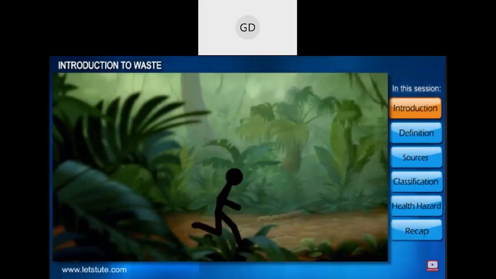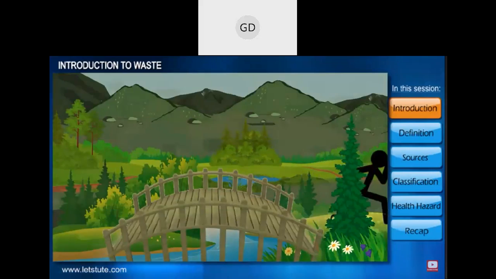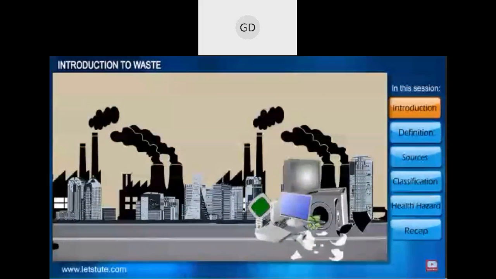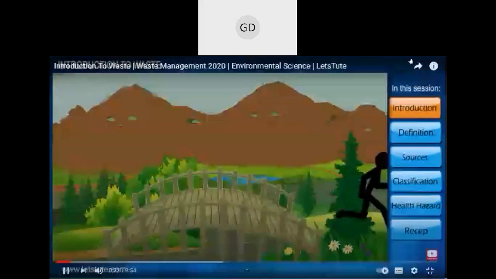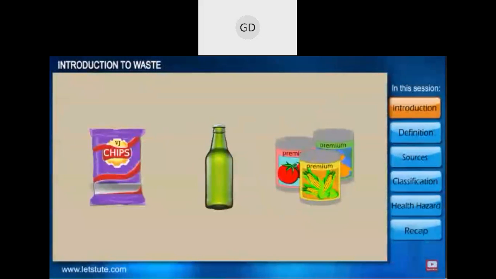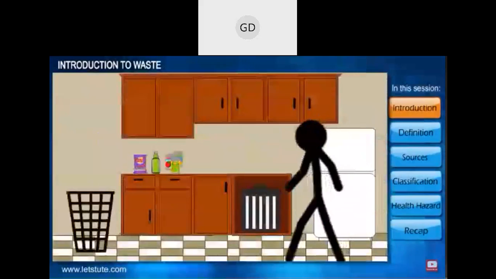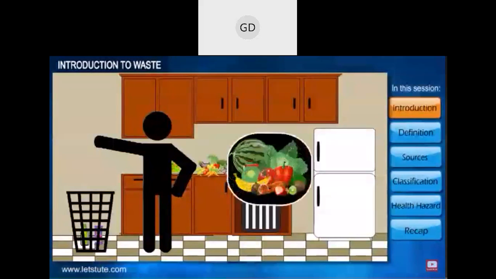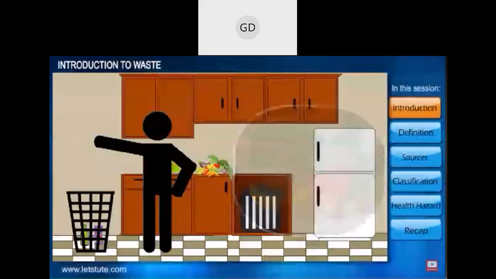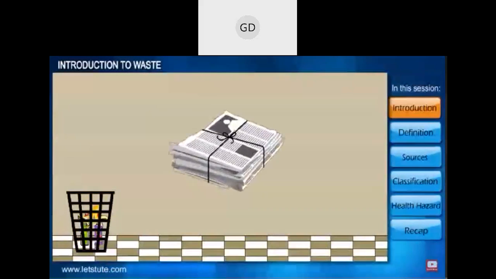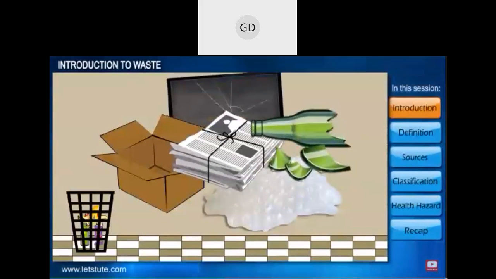Welcome to the session on Introduction to Waste. We humans depend on many things from our environment to satisfy our various needs. In the process of our development, we generate a lot of things which are actually of no use to us, and we simply discard them. We often buy packet foods, bottled drinks, canned food, etc. But what exactly do we do after having it? We throw away the wrapper or the bottles, right? And what about the leftover food or vegetables from the kitchen? Yes, even that goes into our dustbin. We discard a lot of things like old newspaper, plastic and cardboard wrappings, broken objects, and the list just continues.